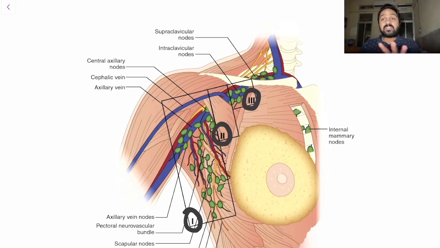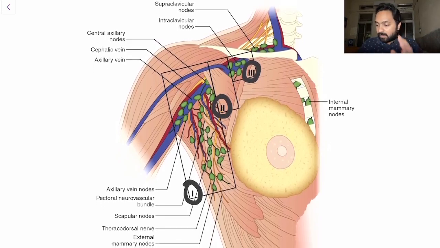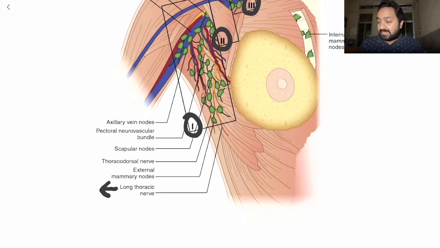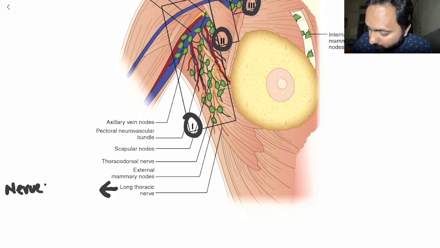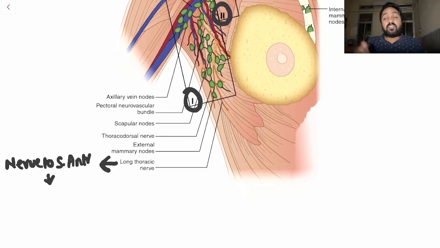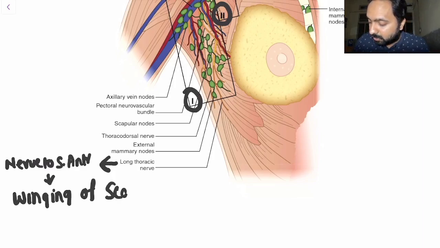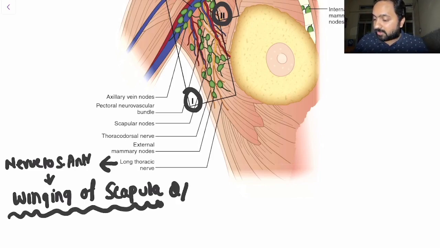Now, what are your various important complications that happen during your axillary dissection? Now, tell me what happens if your long thoracic nerve is injured. Yes, it is your nerve to serratus anterior. So if this long thoracic nerve, or the nerve of Bell, is injured, you will have winging of scapula. So this is one very important and frequently asked question from your long thoracic nerve.